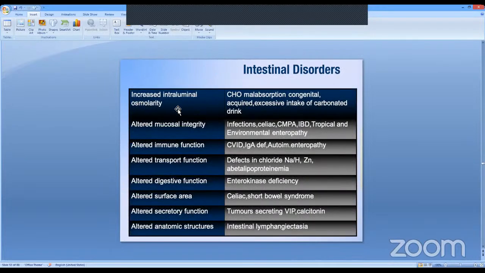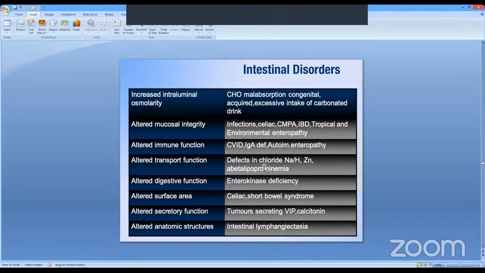So now in detail, intestinal disorders. Intraluminal osmolarity will be affected in carbohydrate malabsorption, either congenital or acquired, and excessive intake of carbonated drink. It is also because of affection of the intraluminal osmolarity. Altered mucosal integrity also leads to chronic diarrhea because of various infections I have told already: celiac disease, cow milk protein intolerance, IBD, tropical and environmental enteropathy. Altered immune function: common variable immune deficiency, IgA deficiency, and autoimmune enteropathy. Altered transport function. This is very important.